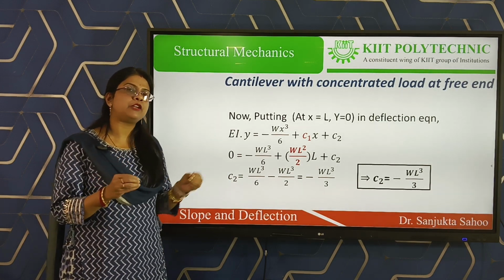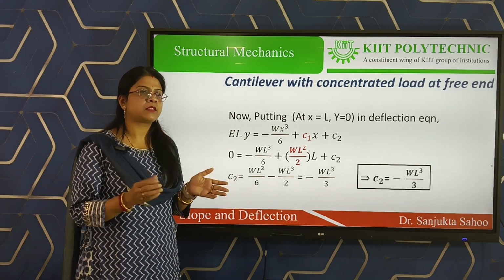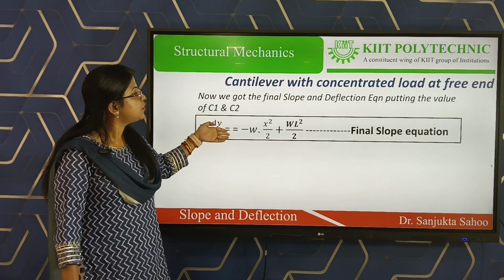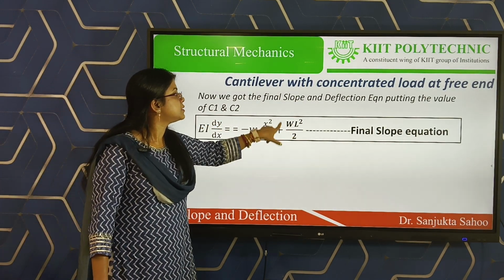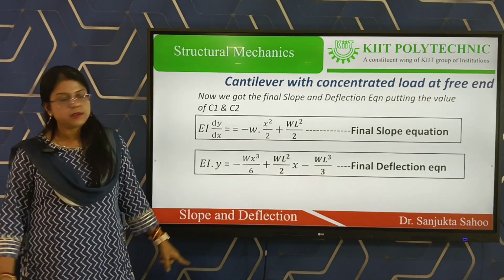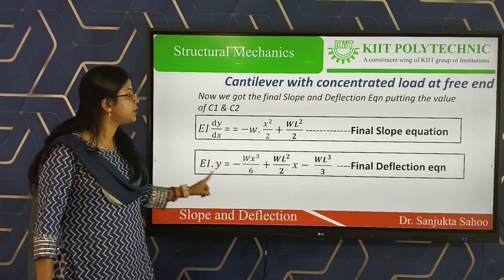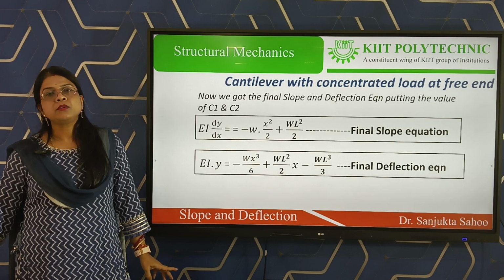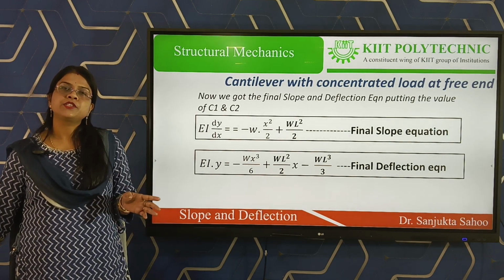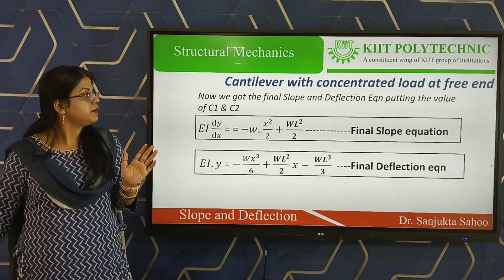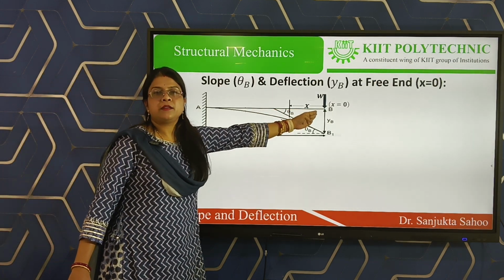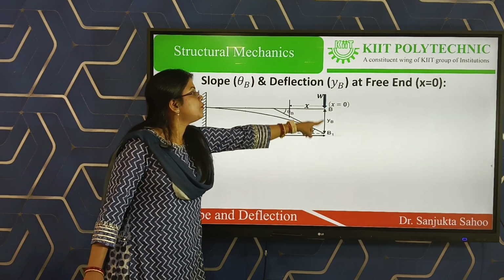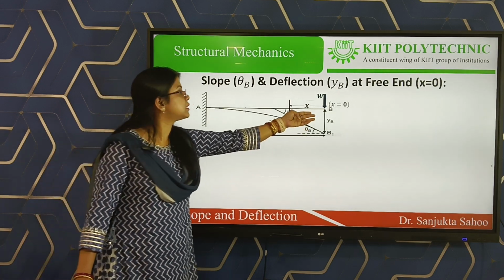Now, we need to put these values in the slope and deflection equations to get the complete slope and deflection equations. So, this is the slope equation, where we have put the C1 value, and this is the complete deflection equation, where we have put the C1 and C2 values. Now, we only have to find the slope and deflection at the free end of the cantilever. So, theta B is the slope and yB is the deflection, and they are maximum at the free end.